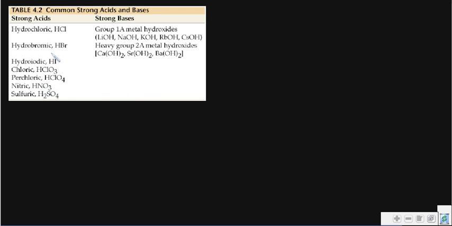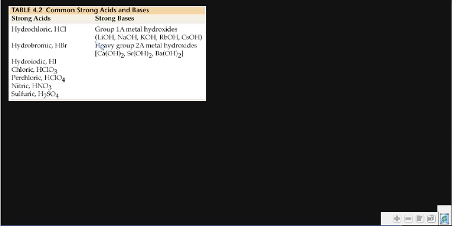You'll see the 7 strong acids right here: HCl, HBr, HI, so hydrochloric acid, hydrobromic acid, hydroiodic acid, chloric acid, HClO3, perchloric acid, HClO4, nitric acid, HNO3, and sulfuric acid, H2SO4. So these are all strong, and this is it. You've got to memorize these. Very important to be able to recognize these when they come up, because that complete dissociation will be important to know when you're doing calculations.